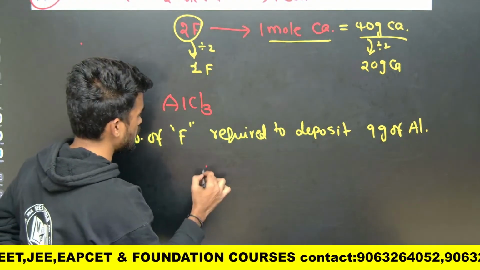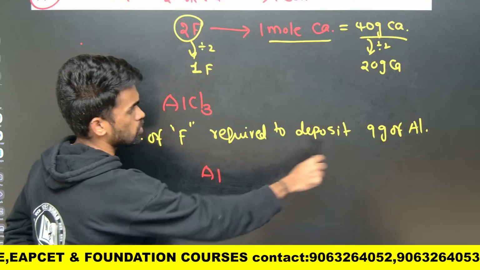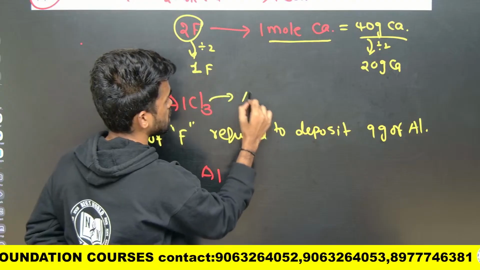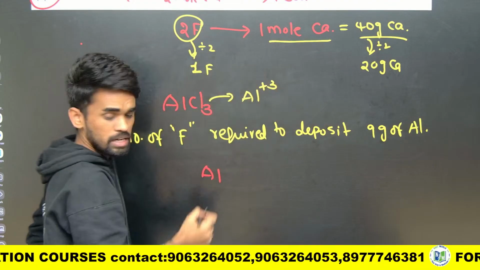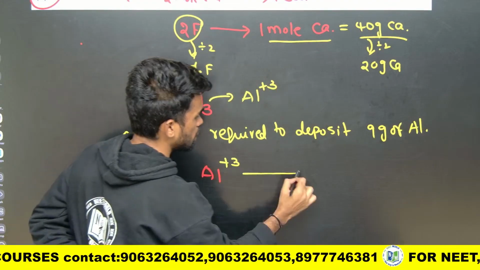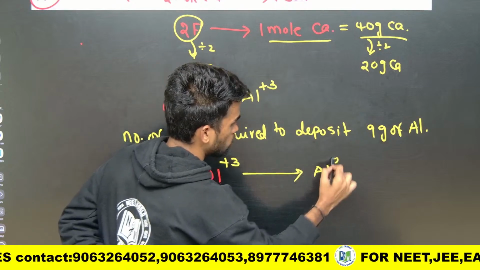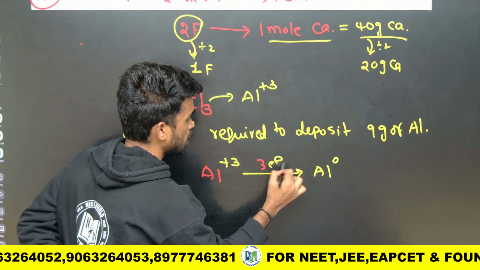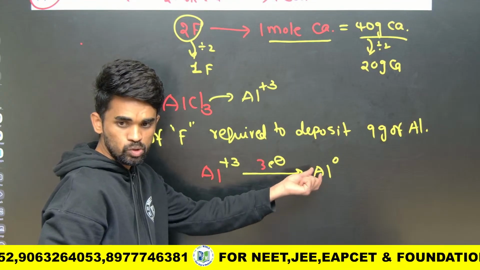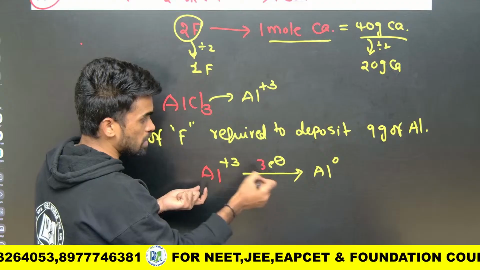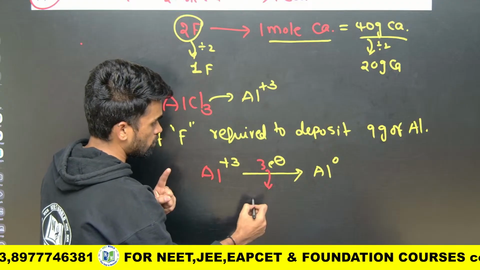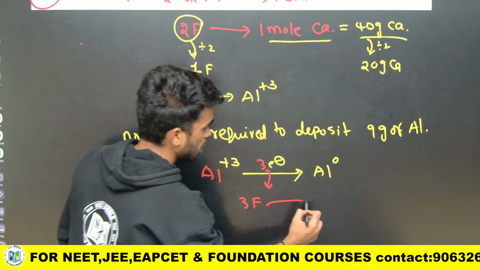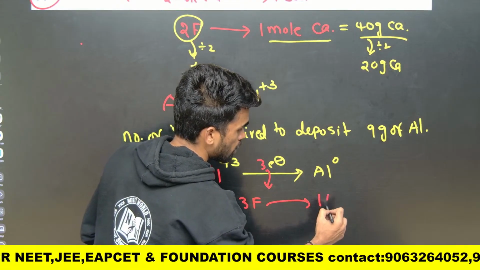See, just write Al plus 3 means deposit 9 grams. So what is the aluminium here? Aluminium oxidation state is Al plus 3, right? So Al plus 3 has to convert into Al0. It means how many electrons it required? 3 electrons required. It means for 1 mole of aluminium to be deposited, we require 3 moles of electrons. So for 1 mole 1 Faraday. So 3 moles, 3 Faradays of electricity is required in order to deposit 1 mole of aluminium.